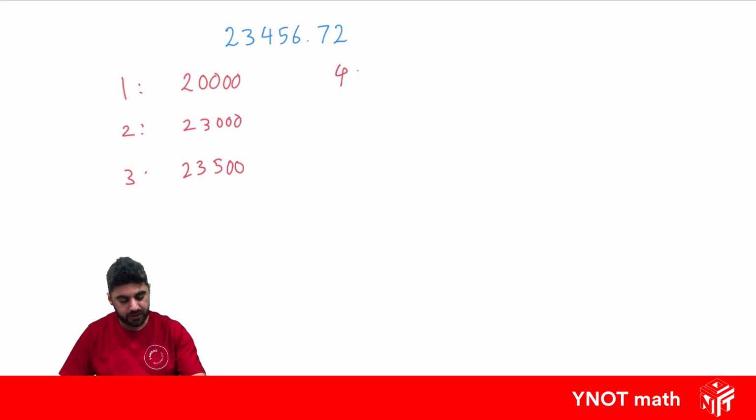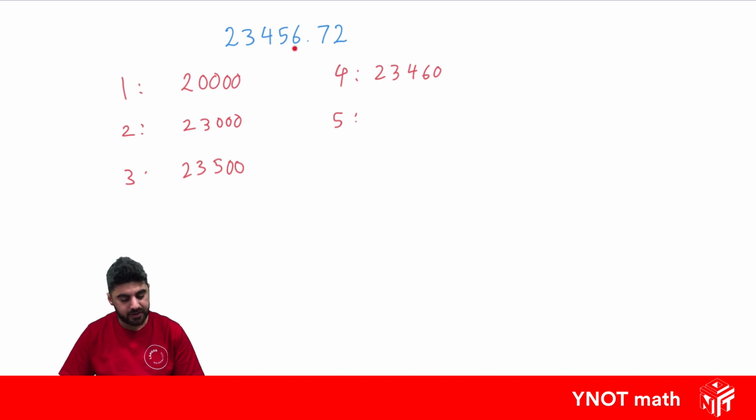What about four significant figures? So this is our fourth significant figure. So we're looking at that number after it. Is it 5 or higher? It is. So that number has to be increased by 1, and everything else after it becomes a 0. So we get 23,460.